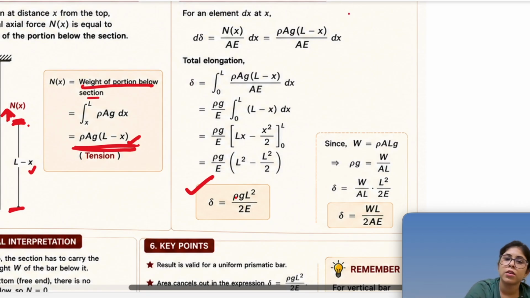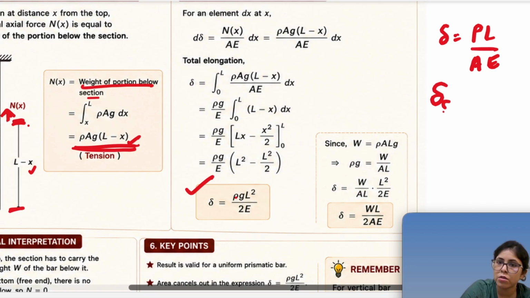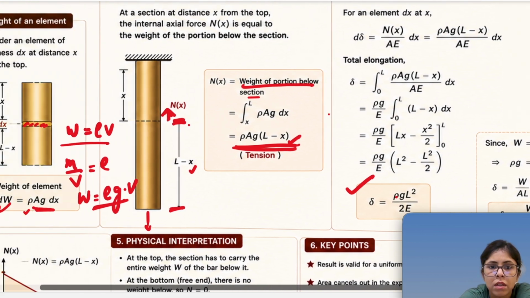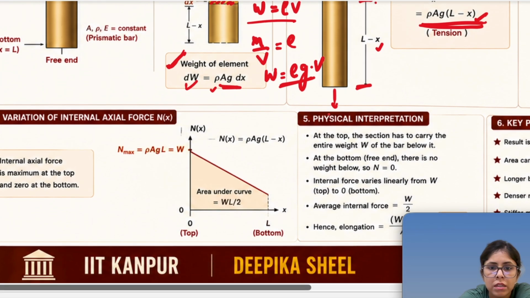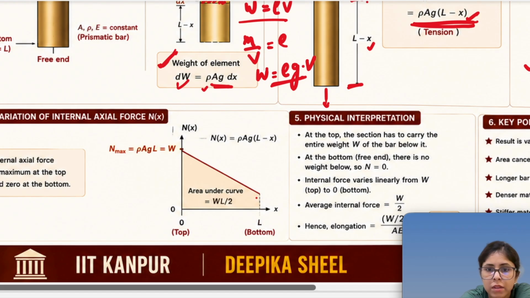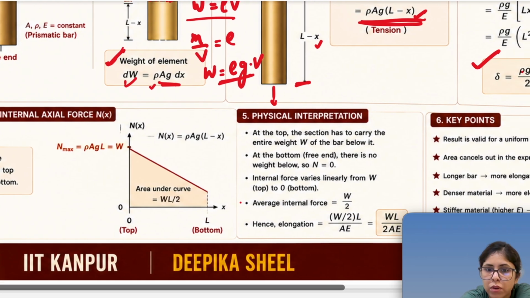So you see, the general deformation was PL upon AE. But if you are seeing this deformation due to self weight, it becomes WL upon 2AE. That means it becomes half of what was there due to an external load. So this is the relation. Now let's see that variation. The variation comes out to be something like this. The area under the curve will be WL upon 2.